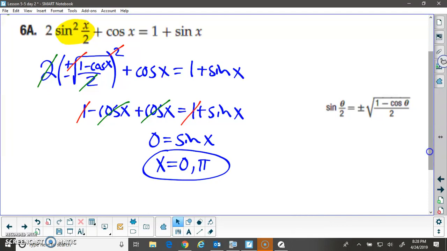So day 2 was using your half-angle identities. We've got one more video to watch, which is day 3 on sum to product and product to sum identities.